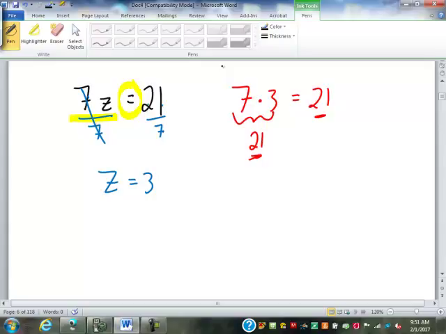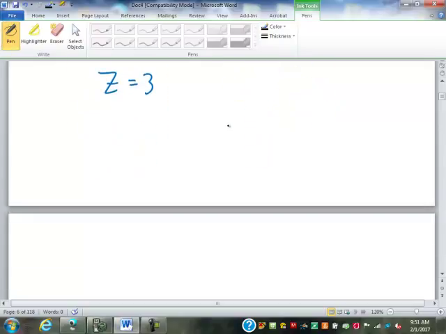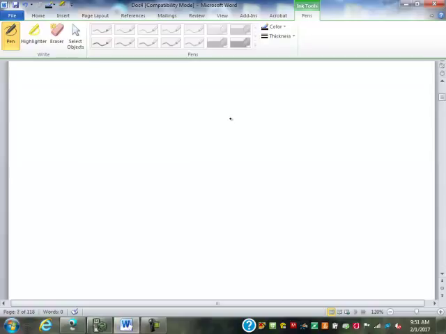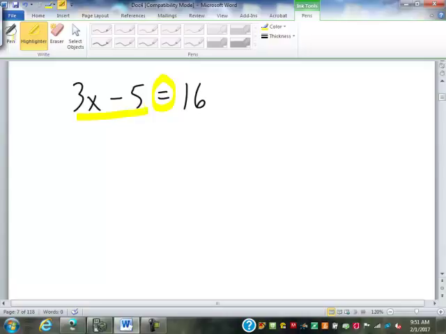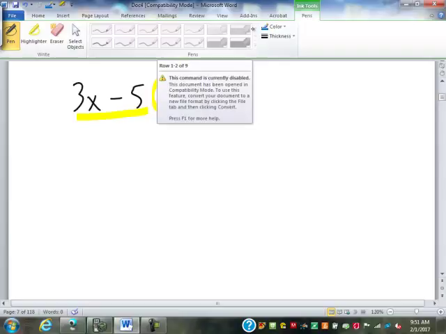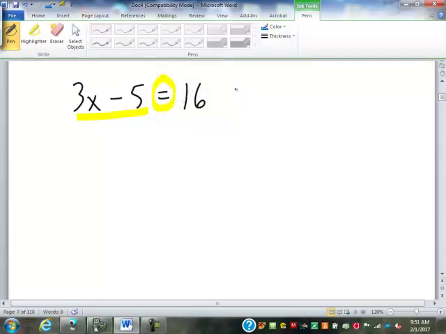Now our equations do not stay this simple. We could run into 3x minus 5 equals 16. The process, however, does not change. We find our equal sign and we identify where our variable is. So it's over there on the left. So now we ask ourselves, what's keeping the variable from being alone? Well, there's two things now. We have the 3 and we have the 5.